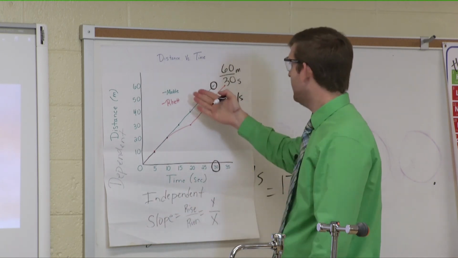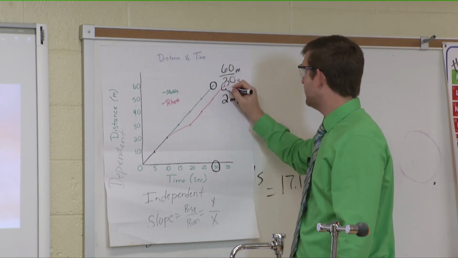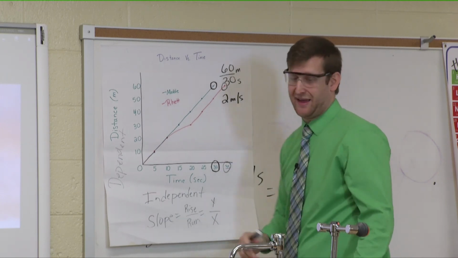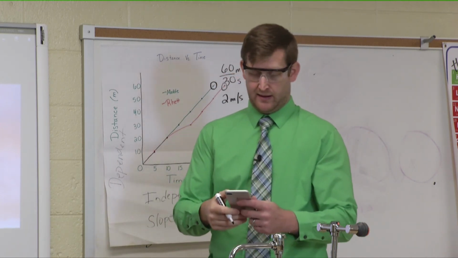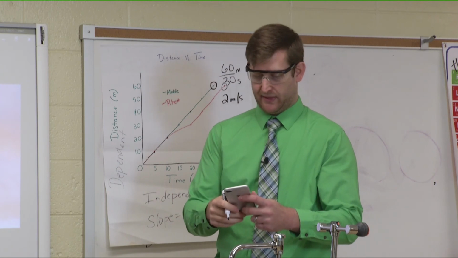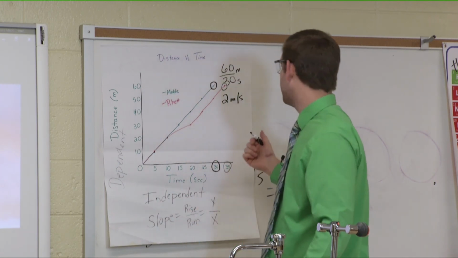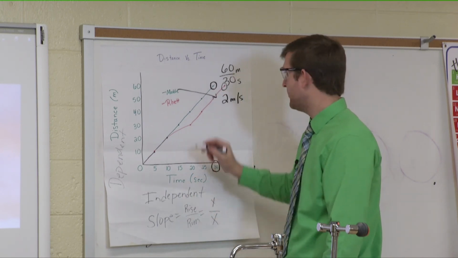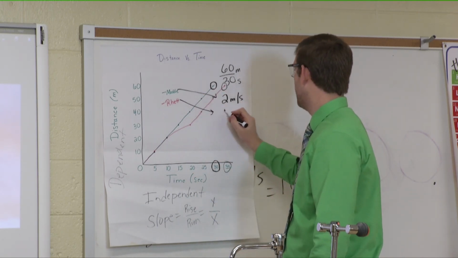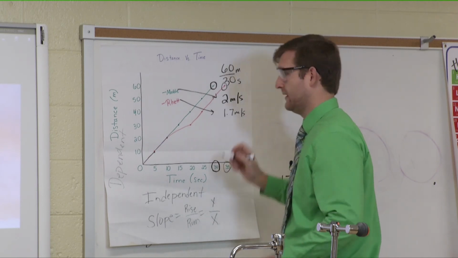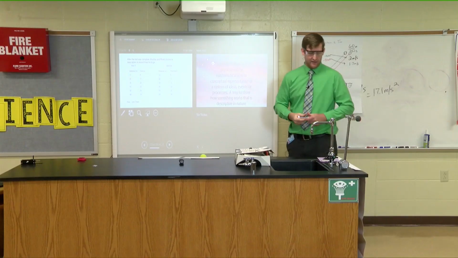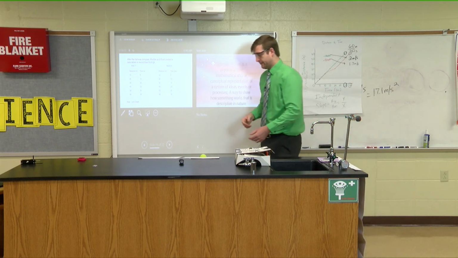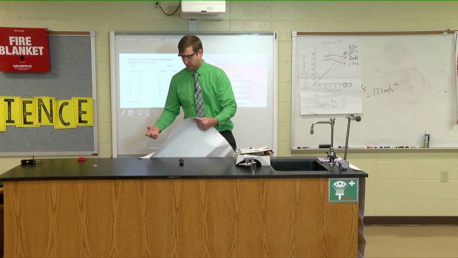Okay. Now Rhett, he traveled 60 meters as well. However, he traveled that in 35 seconds. Now, 60 divided by 35 is 1.7. So Maddie in 2 meters per second and Rhett 1.7 meters per second. So right here we can see plain as day that Maddie had a faster average speed. All right? So that's what slope does for us.